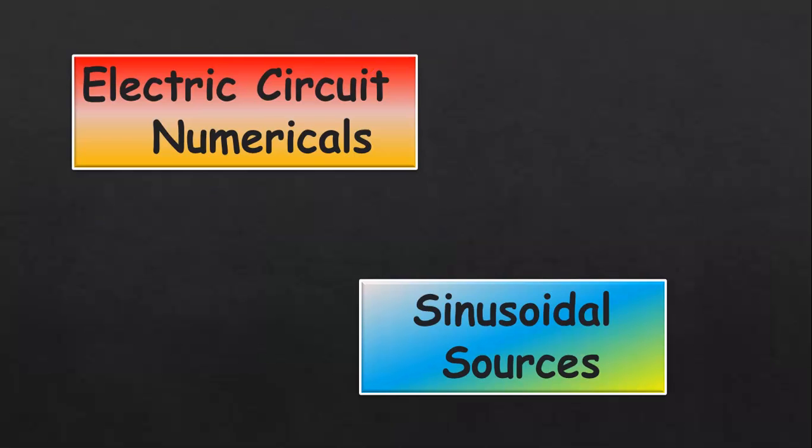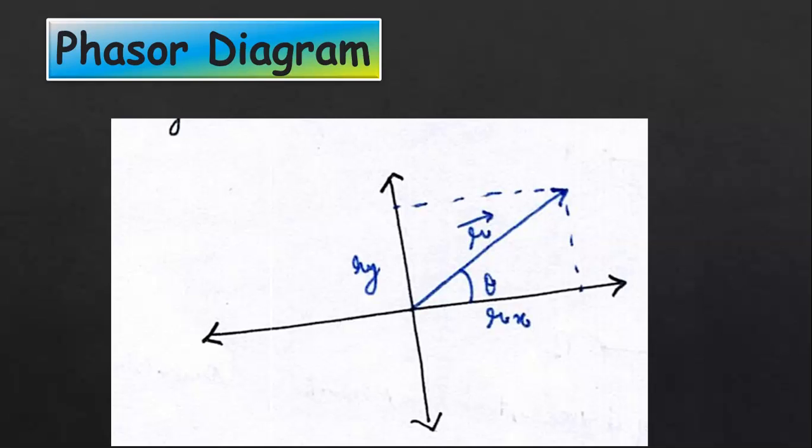So we are going to solve some numericals which are based on sinusoidal sources. Let us first understand the phasor diagram concept, which is very important to solve these numericals. We know that a vector has a magnitude and a direction, and in a two-dimensional diagram it can be represented like in the diagram shown. A vector r is at an angle theta with the x-axis. Its x-axis component has magnitude rx and its y-axis component has magnitude ry.